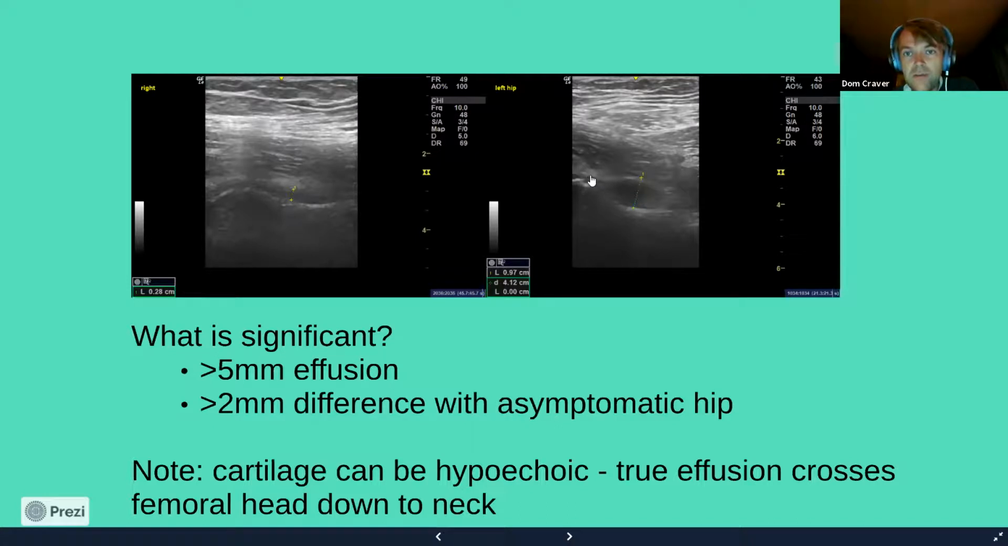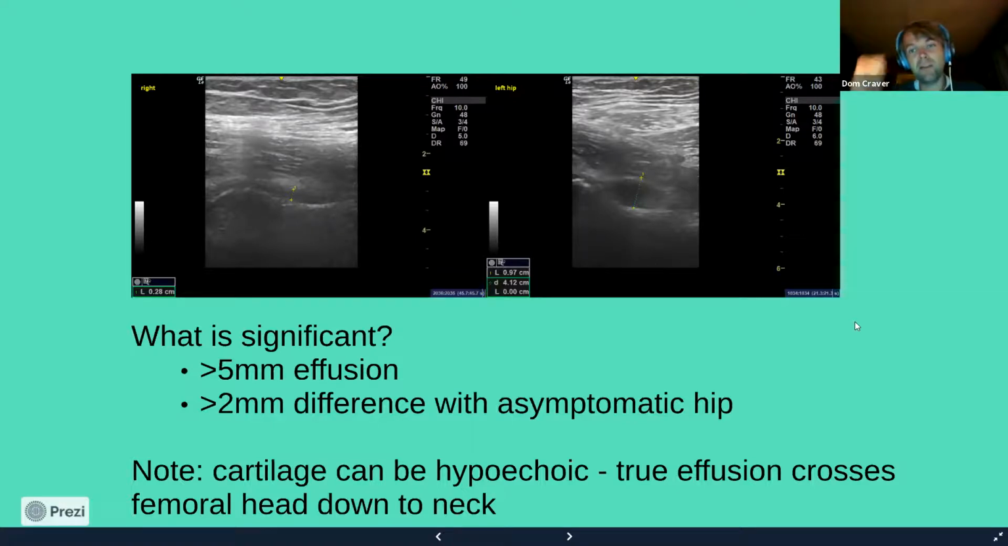But just be careful. This is all cartilage here, and cartilage can look quite hypoechoic, so black. So don't measure around here. Always measure here, which is the joint capsule. So a true effusion is going to cross all the way down. All right. Don't put too much pressure on.